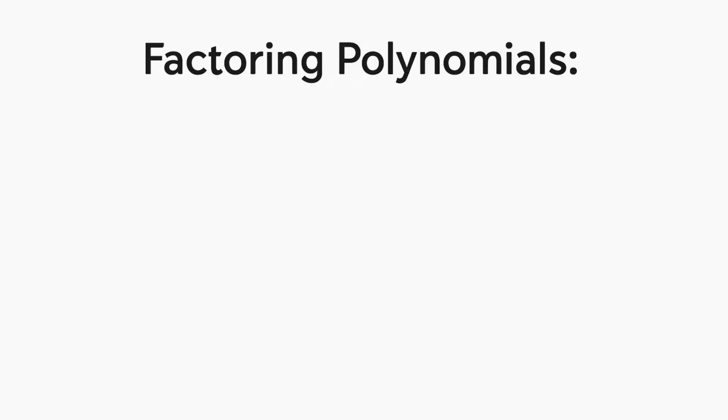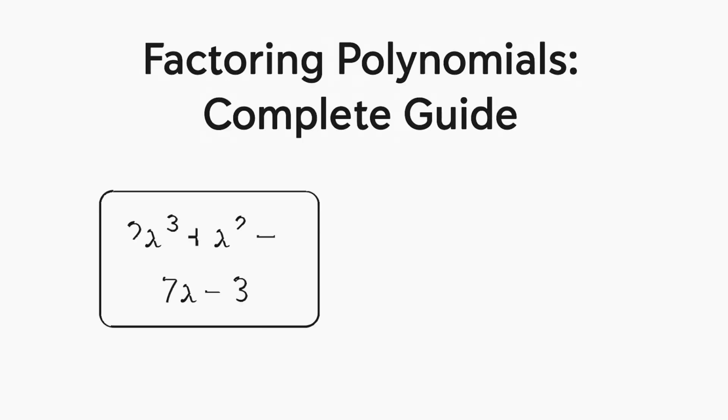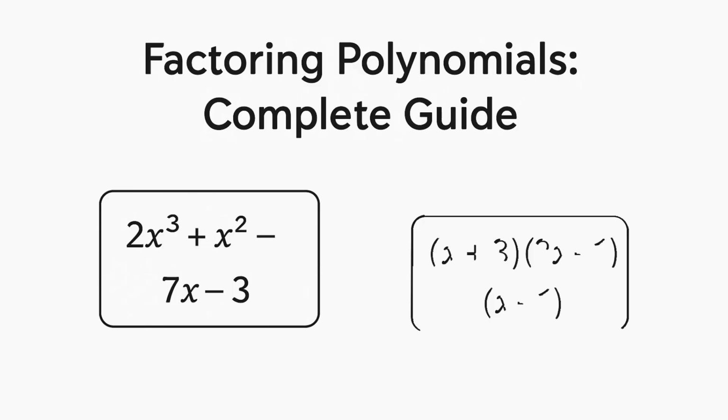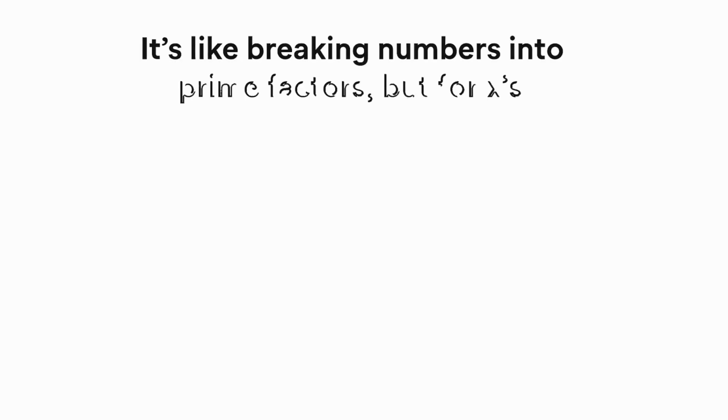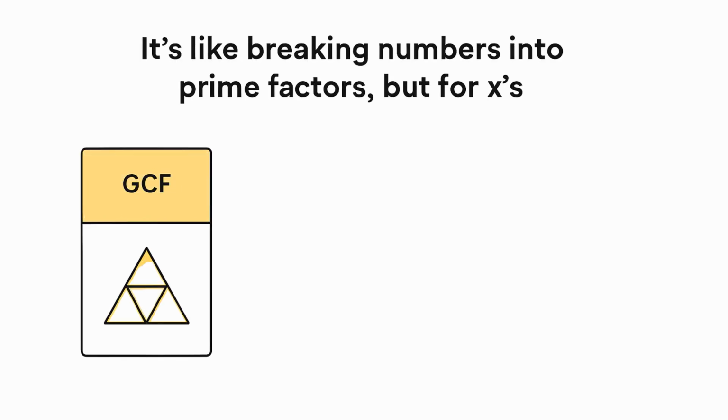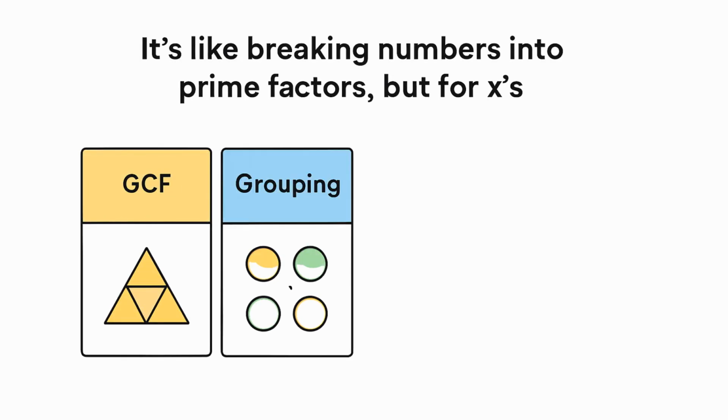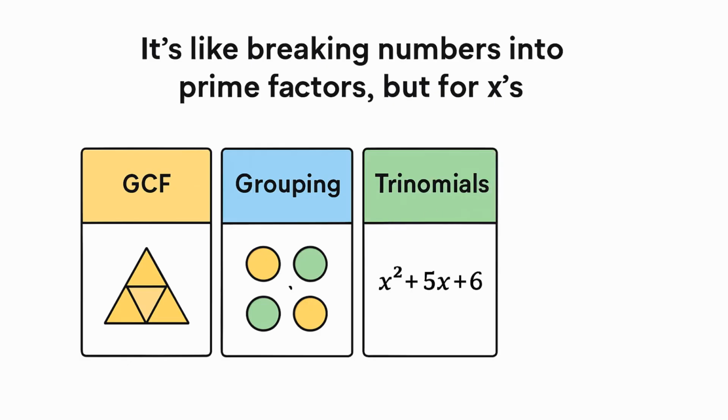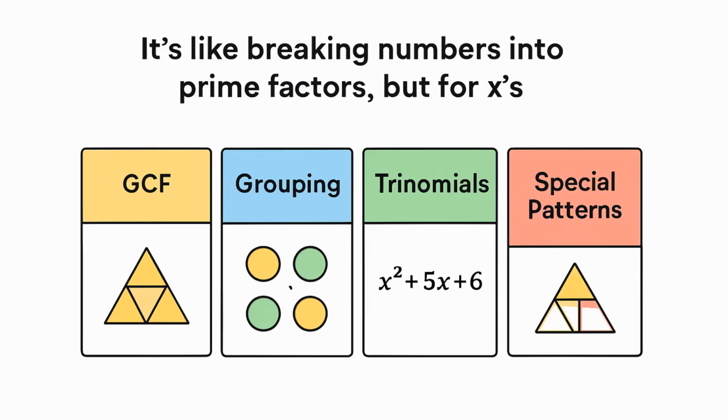Welcome! In this video, we are going to walk through how to factor polynomials step by step. Factoring is just rewriting a polynomial as a product of simpler pieces. It is like breaking a big number into its prime factors, but with x's. We will look at four main methods: greatest common factor, grouping, trinomials, and special patterns.